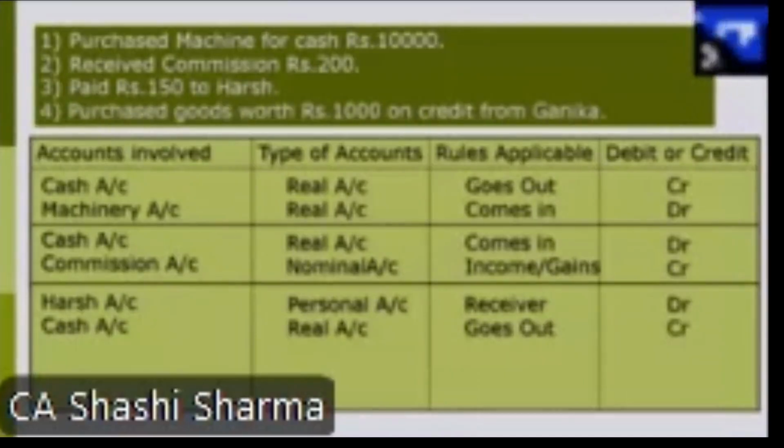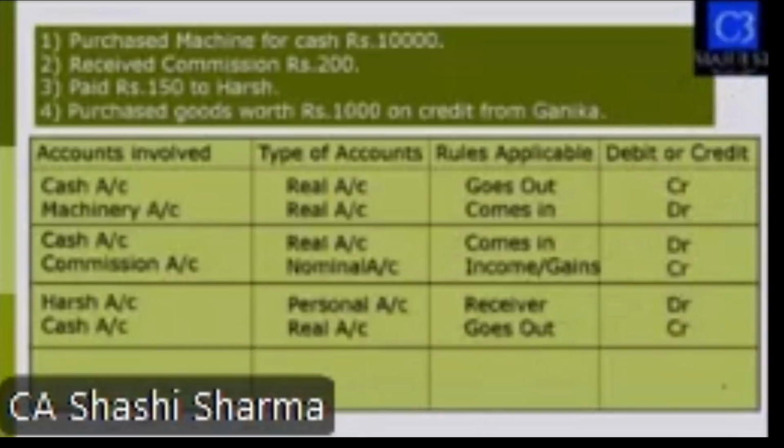Yet another transaction. Purchased goods worth rupees 1,000 on credit from Ganika. The two accounts involved will be Purchase account and Ganika account.